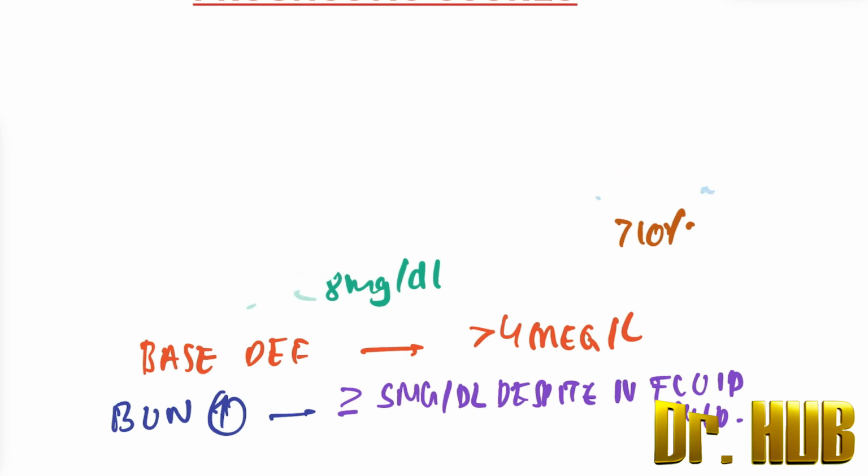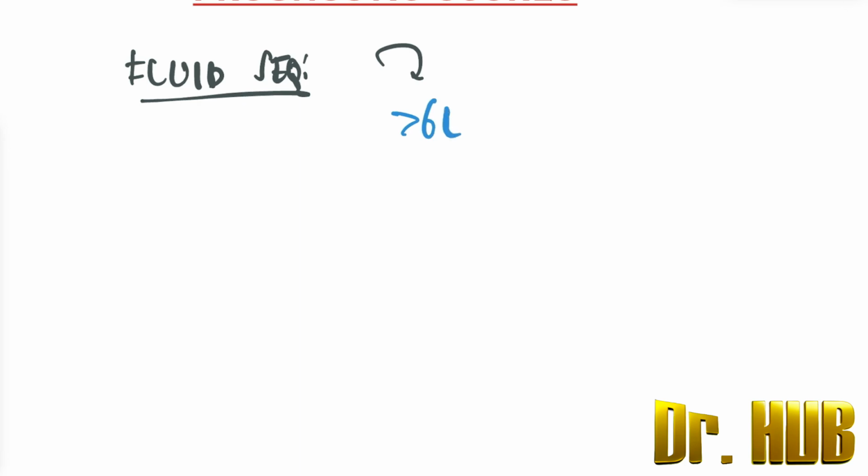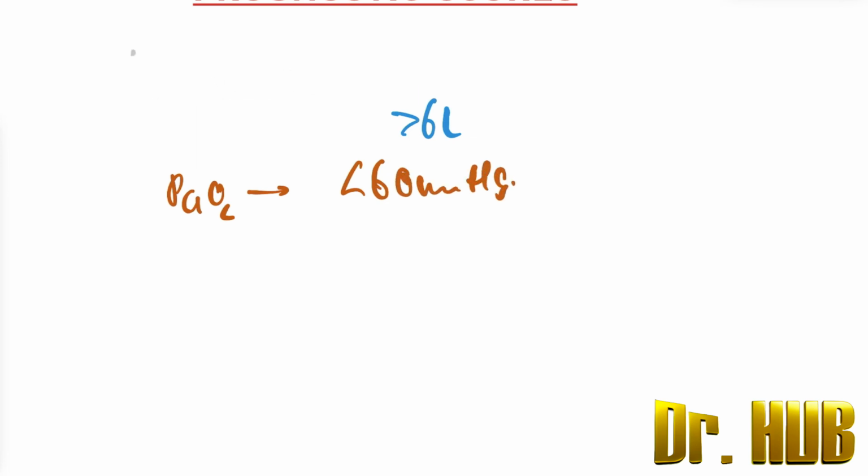Next, we move on to the fluid sequestration, which is greater than 6 liters. Then looking at the PaO2, this level will be less than 60 mmHg. Now let's look at gallstone pancreatitis.